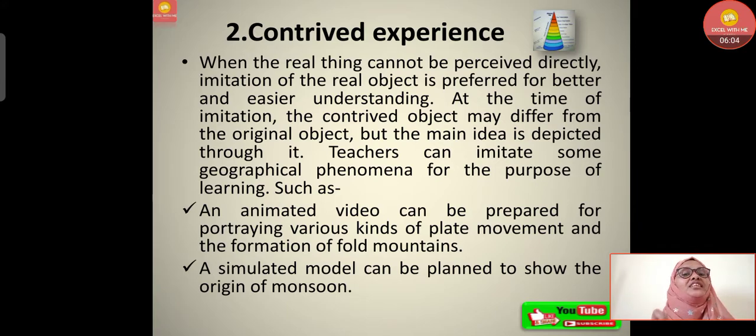Now teachers can imitate some geographical phenomena for the purpose of learning, such as an animated video can be prepared for portraying various kinds of plate movement and for the formation of fold mountains, which they cannot experience directly. So the imitation of that will be some animation. Through that they will understand thoroughly how these tectonic movements occur under the surface of the earth. Now a simulated model can be planned to show the origin of the moon also. So these are examples of contrived experience.